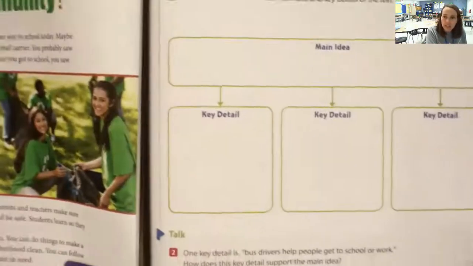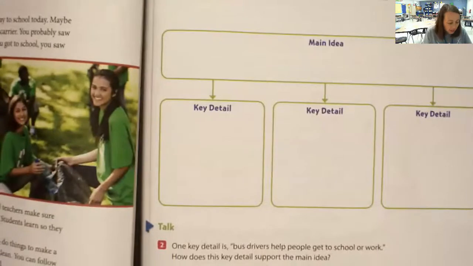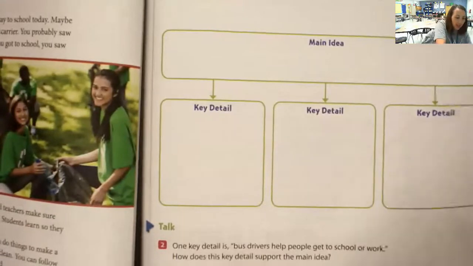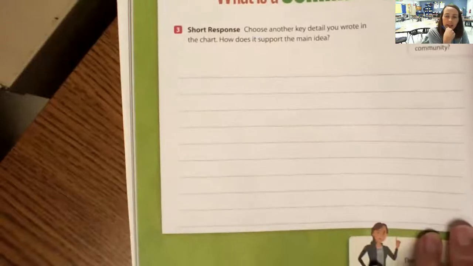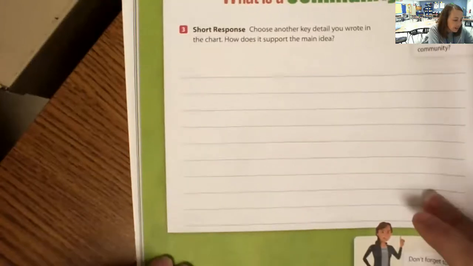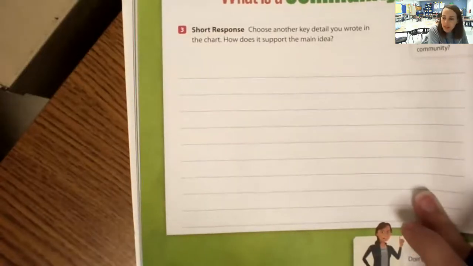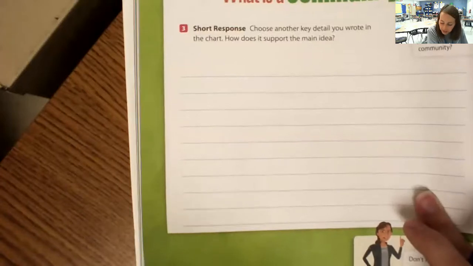You're going to fill in your chart with the main idea and the supporting details. And then you also have a question on page 30 that you're going to be answering. It says, choose another key detail you wrote in the chart. So you're going to look and choose one of those details that you filled into the chart, and you're going to tell how it supports the main idea. How does that detail tell more about the main idea, okay?